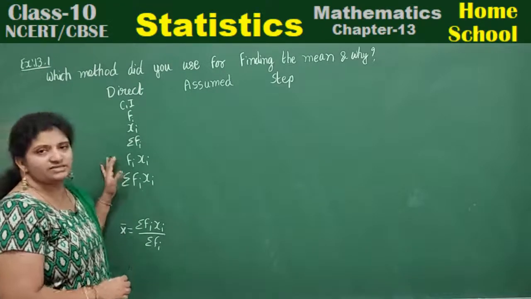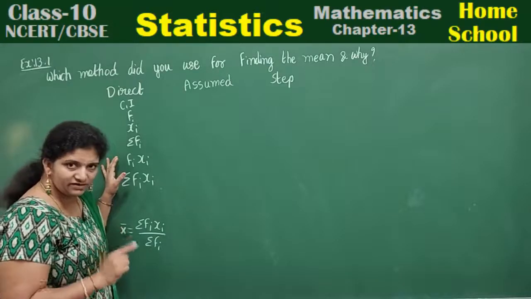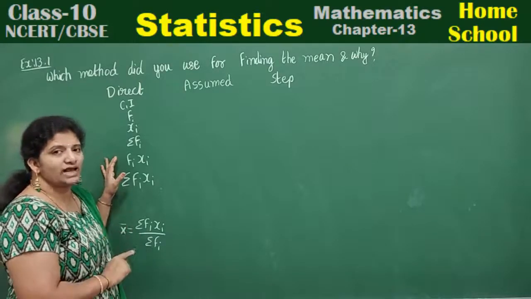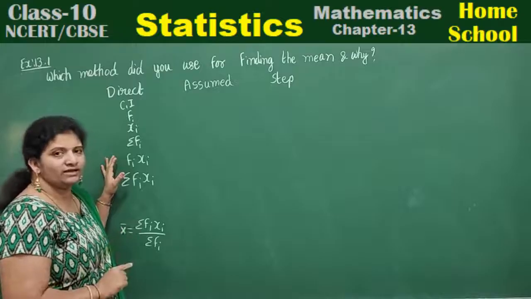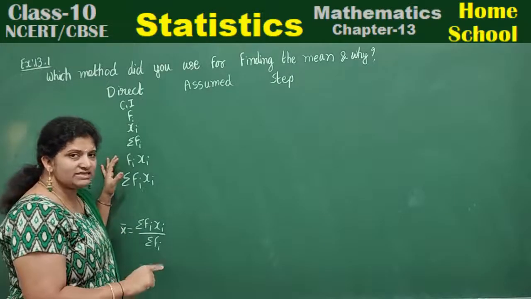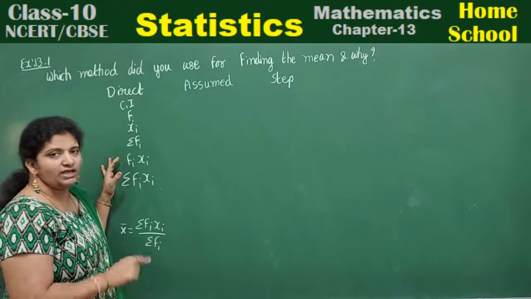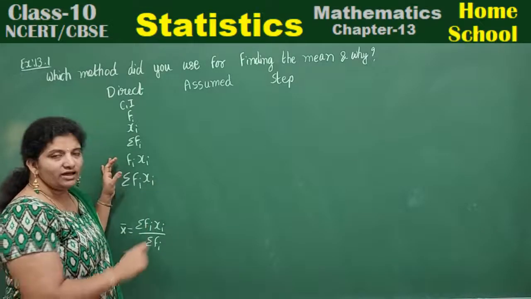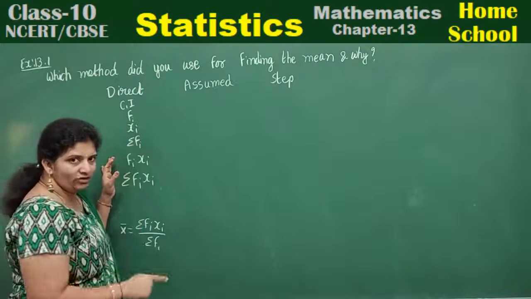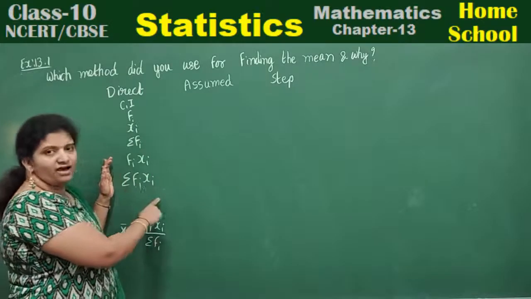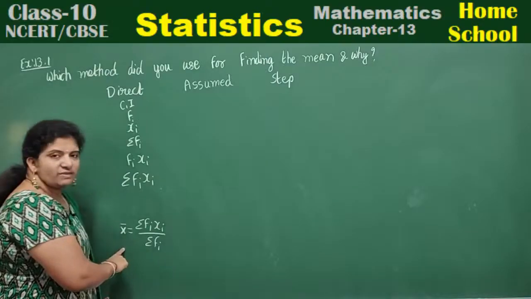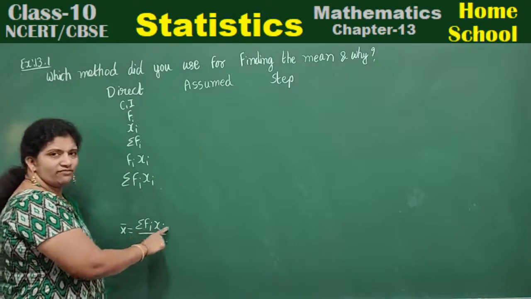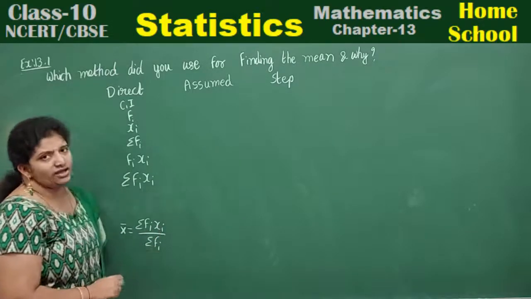Once again, let's see the steps. Class interval, frequency will be given for you. You need to find the class mark, Xi, and add all the frequencies and say summation F. And your next step, Fi xi multiply. Add all the values in that column and say summation Fi xi. X bar is equal to summation Fi xi by summation Fi.